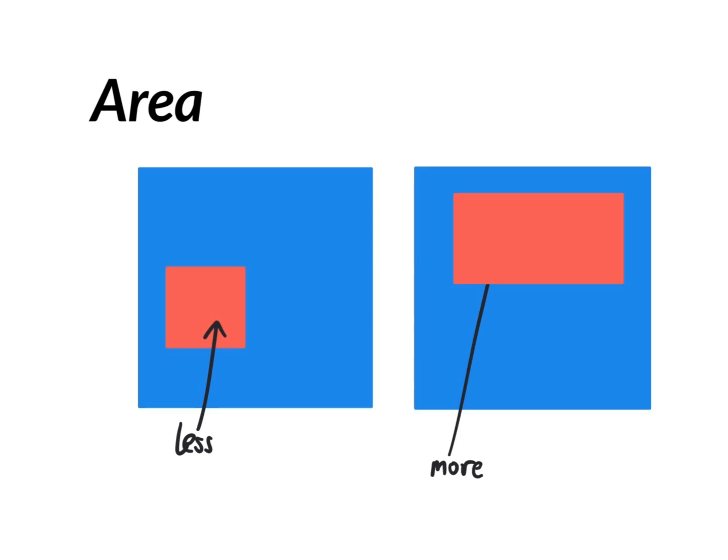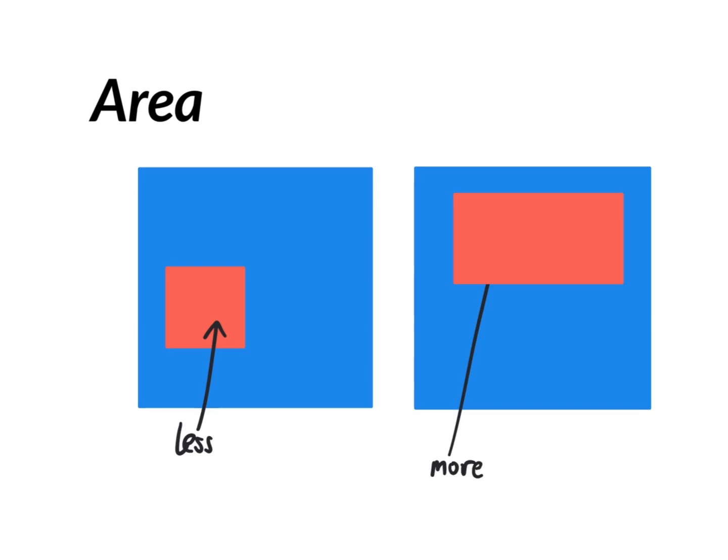If we look at our square and our rectangle, we can see that the square covers less surface area than the rectangle in relation to the blue area or the blue mat. So if I had, for example, a placemat and I put it down onto my blue table, I know that the red square would take up less area than the red rectangle.